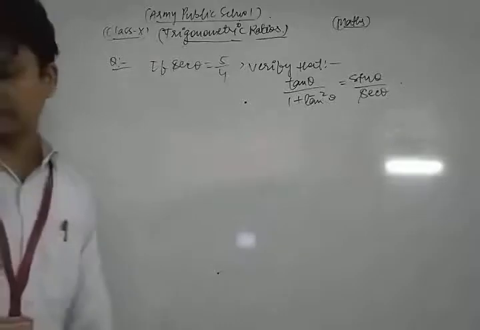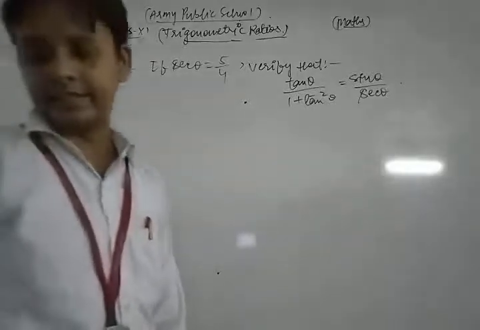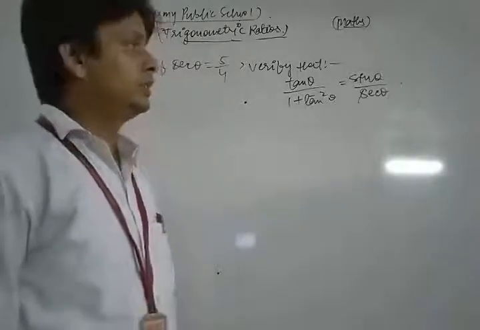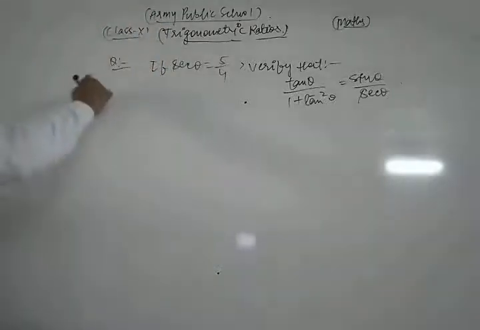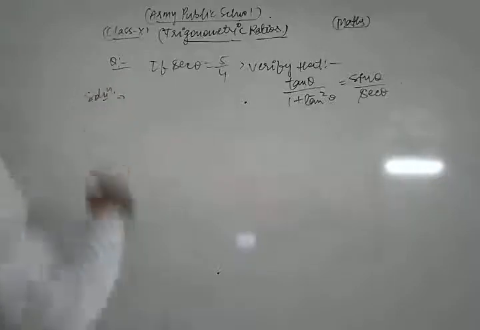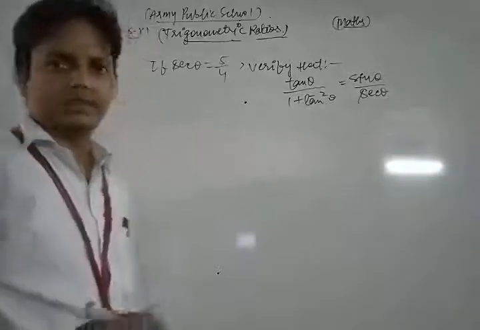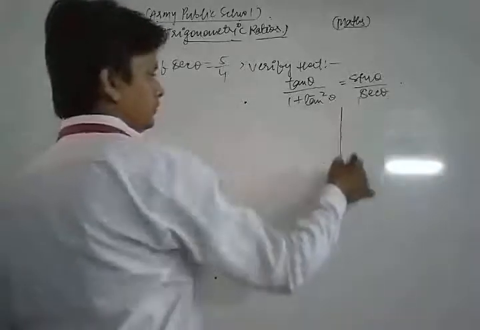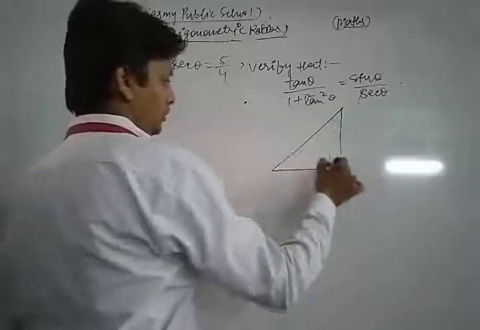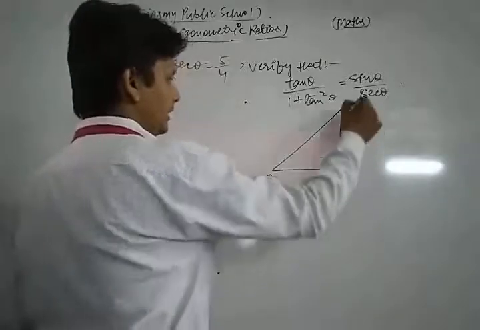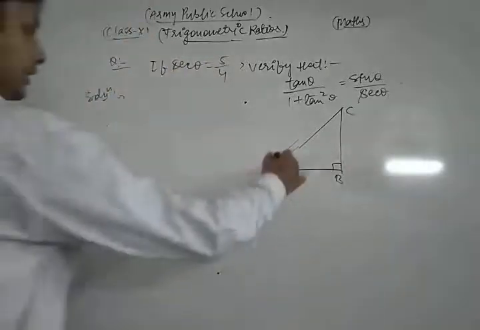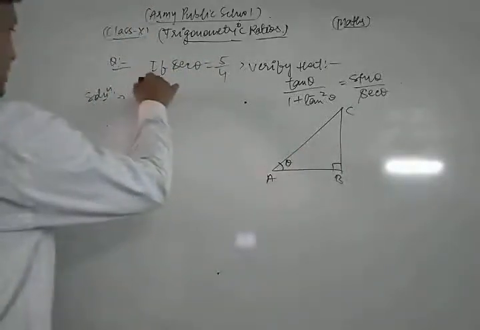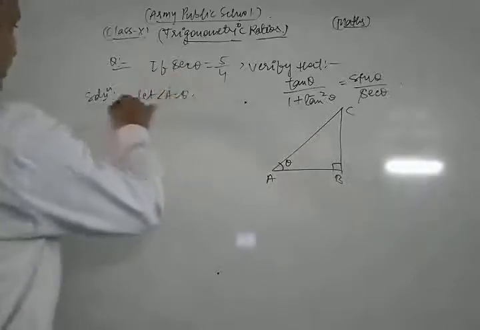Sec theta is equal to 5 by 4. Then we have to verify that tan theta upon 1 plus tan square theta is equal to sin theta upon sec theta. Now look at its solution. First of all, we draw a right angle triangle. Suppose that ABC is a right angle triangle, right angle at B, and let us take angle A as theta.